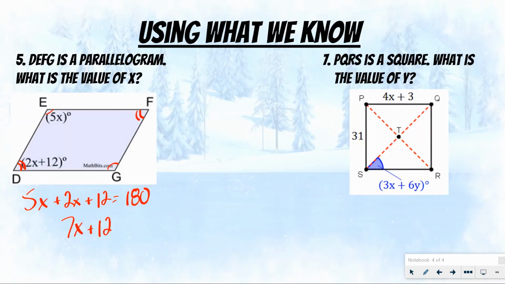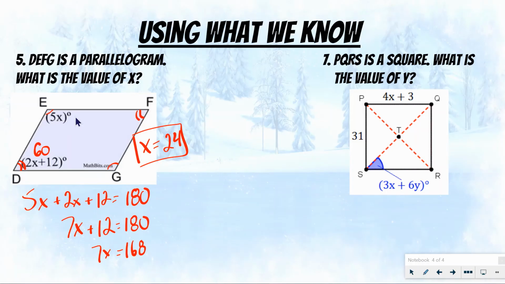That would give us 7x plus 12 equals 180. And then we'll subtract 12 from both sides and get that 7x equals 168, and then divide by 7 and get that x is 24. I might double check to make sure that this actually makes sense. Plug this in, you get 48 plus 12, that's 60. Plug this in here, you get 120. Just double check to make sure that we did everything correctly, and those are actually supplementary.